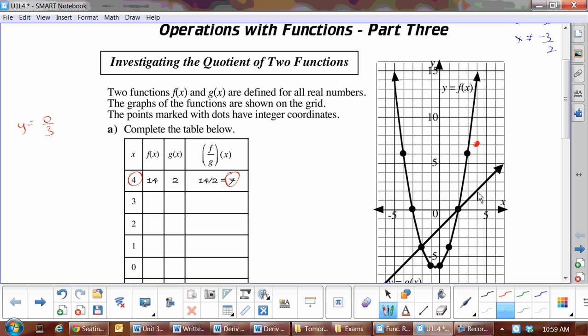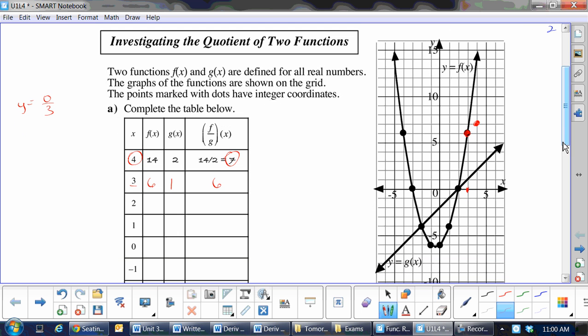Okay, now let's keep moving. We'll move left. So how about at x equals 3? At x equals 3, that would be 6 divided by 1. 6 divided by 1 is 6. So that is like an invariant point. It didn't move.